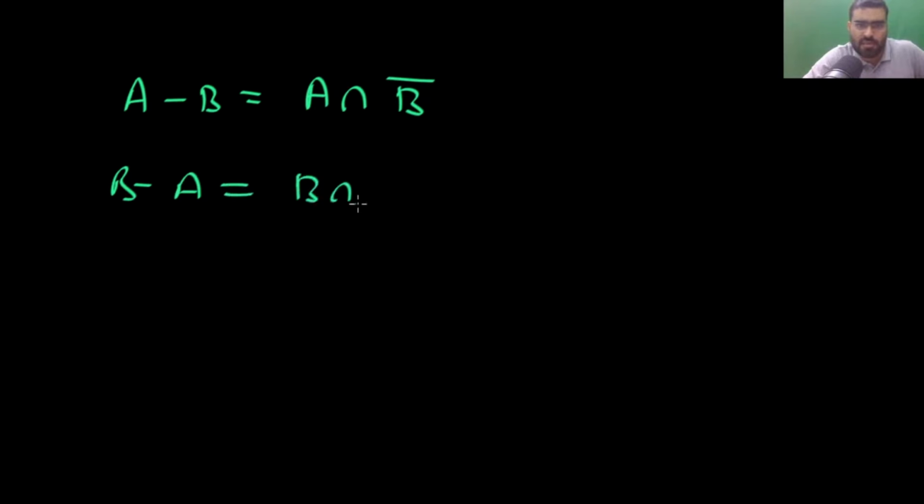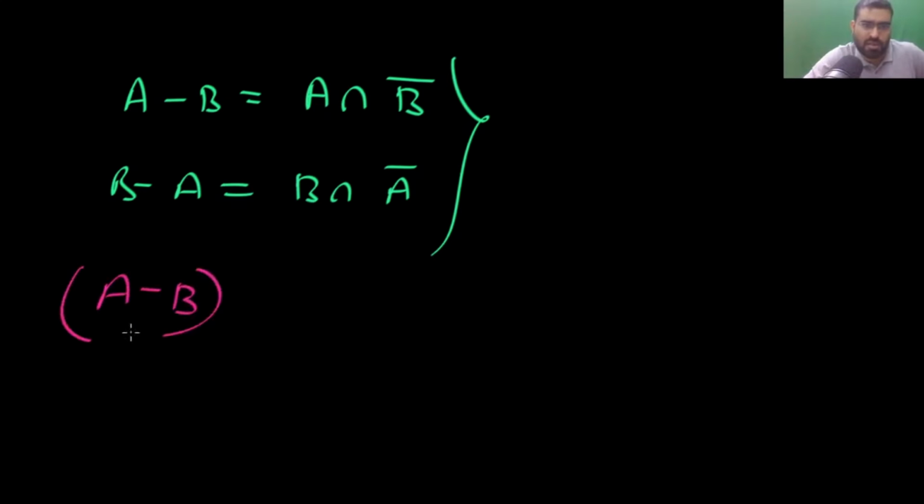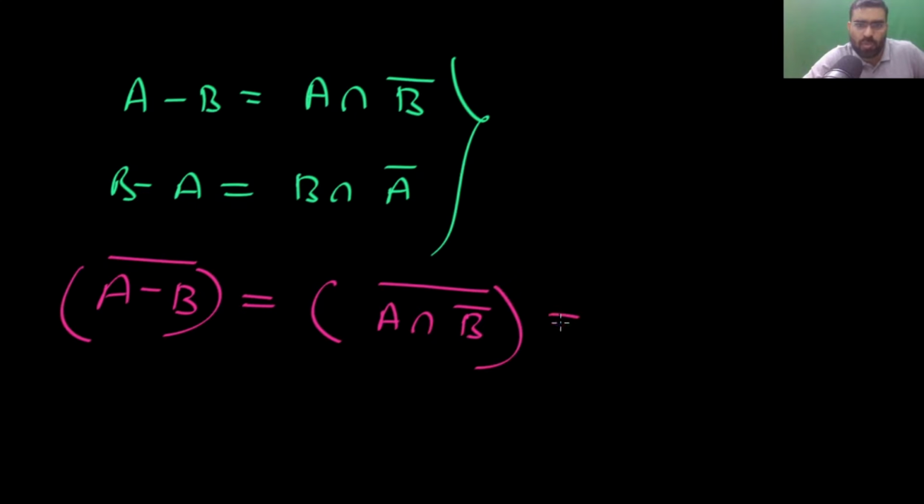We already know that if you do A minus B, that is the same as A intersection B complement. If you do B minus A, that is the same as B intersection A complement. So if I do A minus B complement, that simply means that I am doing A intersection B complement, whole complement, and that will be very simple. That will be A complement union B.